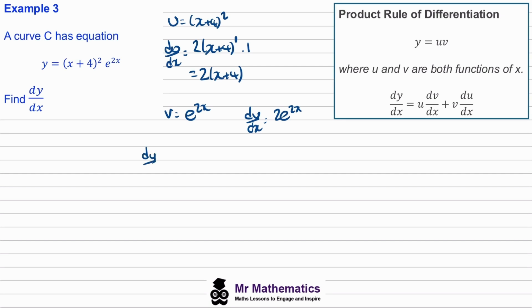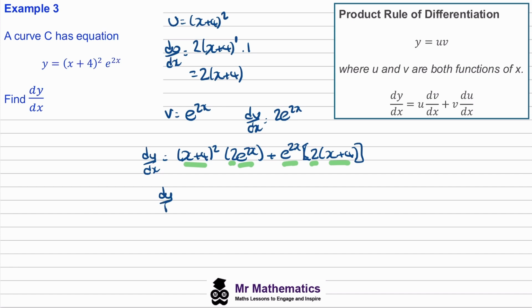So dy by dx will be the u term, (x plus 4) squared, multiplied by dv by dx, 2e to the 2x, plus the v term, multiplied by the du by dx term, which is 2 lots of x plus 4. Now you can see we can factor out the x plus 4, we can factor out the 2, and we can factor out e to the 2x.